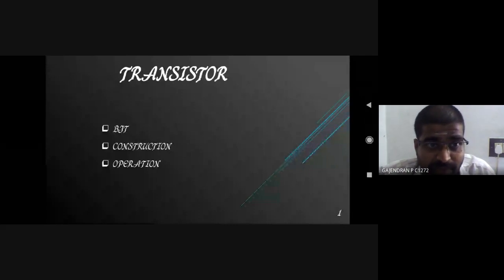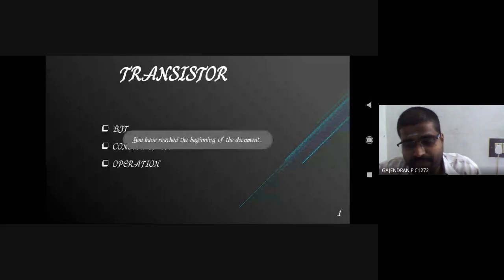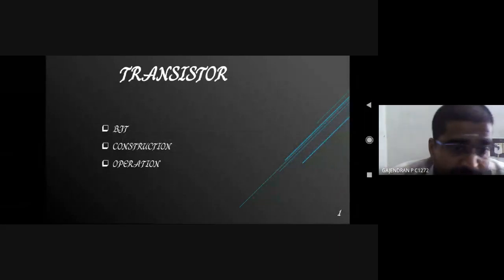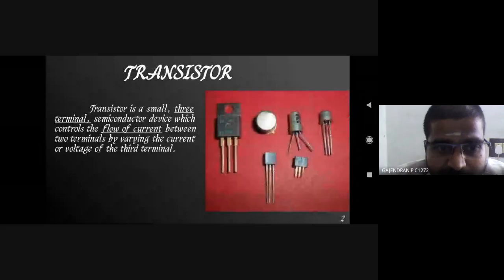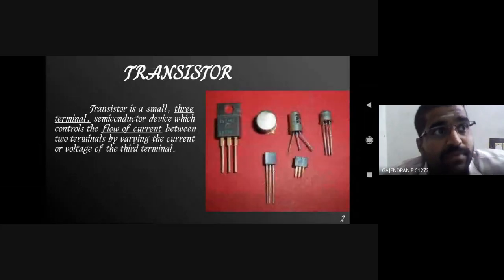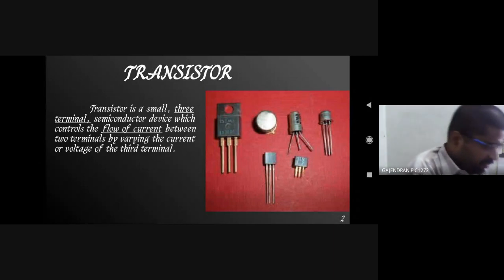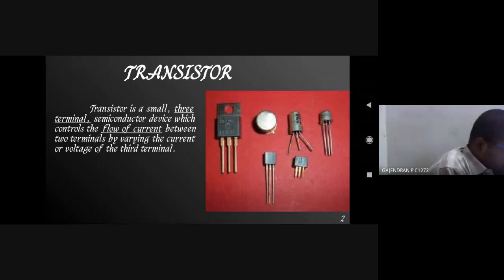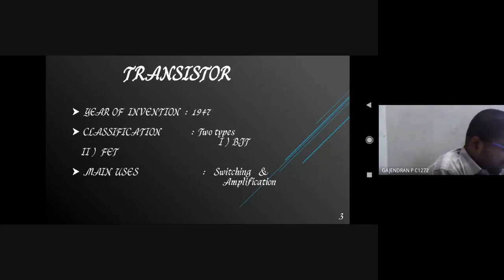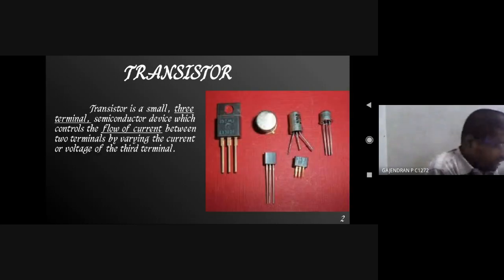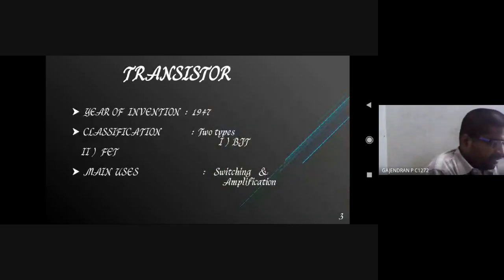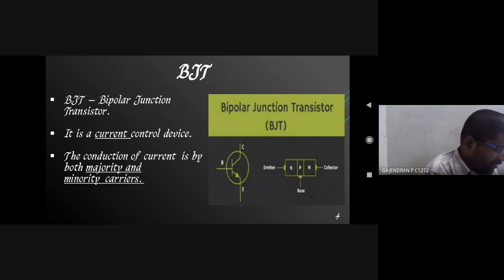Good afternoon, everyone. I'm going to talk about the transistor. A transistor is a small three-terminal semiconductor device. It controls the flow of current between two terminals by varying the current or voltage of the third terminal. The transistor was invented in the year 1947. It is of two types, BJT and FET. The main uses of transistors are switching and amplification.